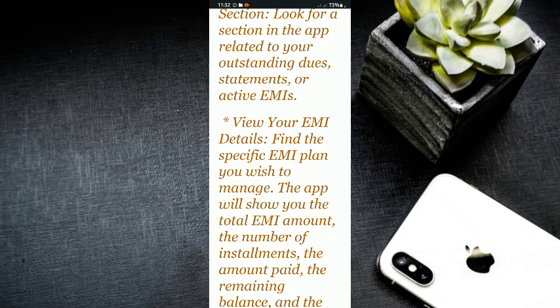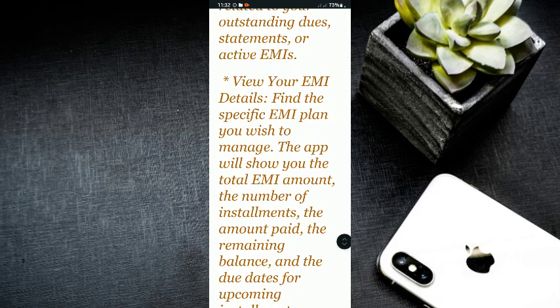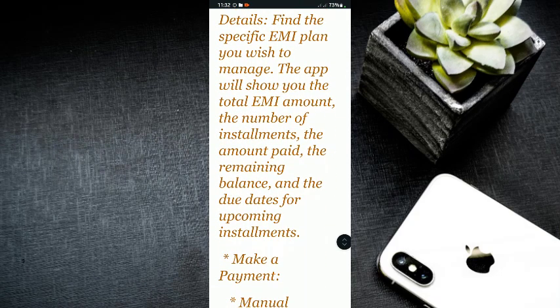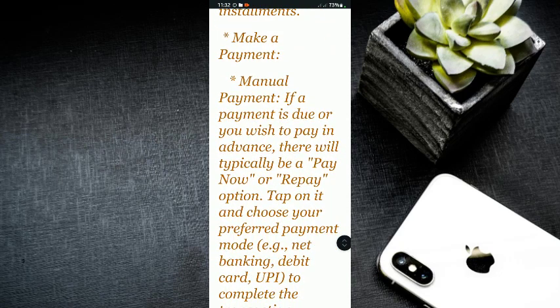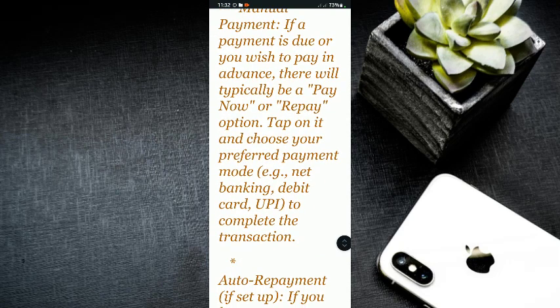The app will show you the total EMI amount, number of installments, the amount paid, the remaining balance, and the due dates for upcoming installments. You can make a payment through manual payment. If a payment is due or you wish to pay in advance, there will typically be a pay now or repay option. Tap on it and choose your preferred payment mode. It could be net banking, debit card, or UPI to complete the transaction.